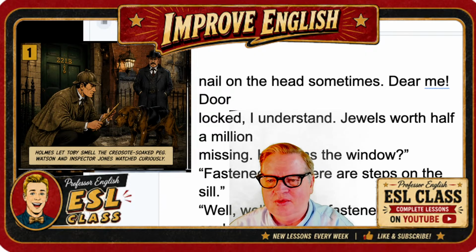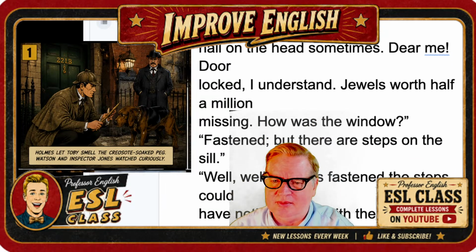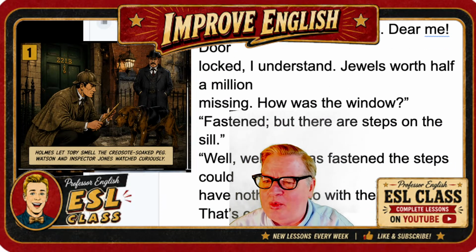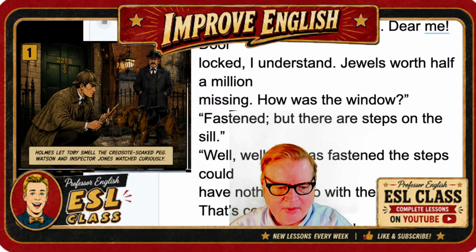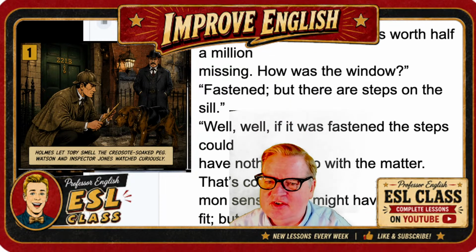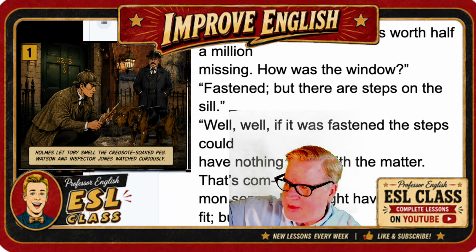Dear me, door locked, I understand. Jewels worth $500,000, missing. How was the window fastened? Fastened means locked, connected. But there are steps on the sill. So remember, the sill is like the bottom part of the window.